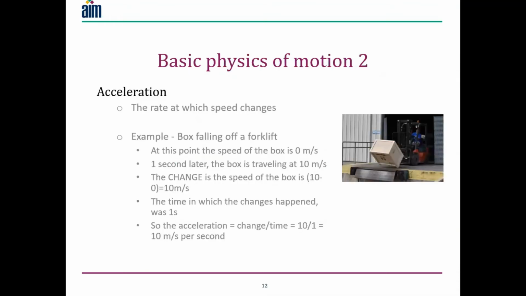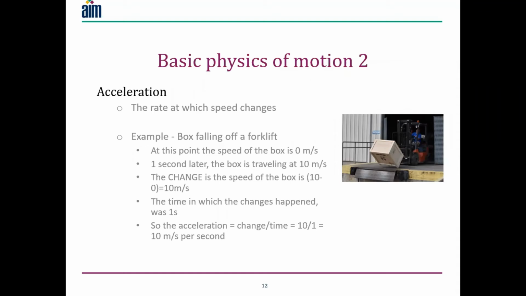So let's just think a little bit about what acceleration is. It's the rate at which the speed changes. So here's an example. We have a box falling off a forklift. And at the point where the box falls off the forklift, we define that as 0 meters per second. And the box starts falling down. And 1 second later, the box is traveling at 10 meters per second.